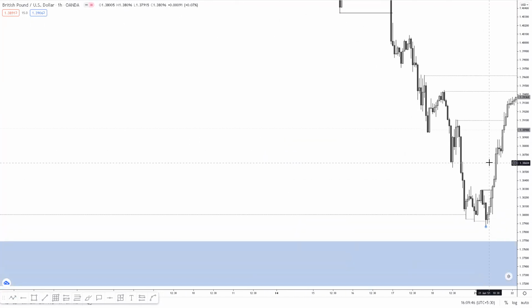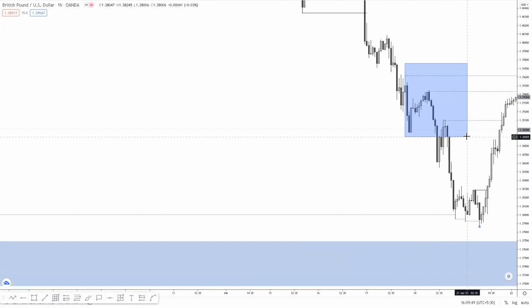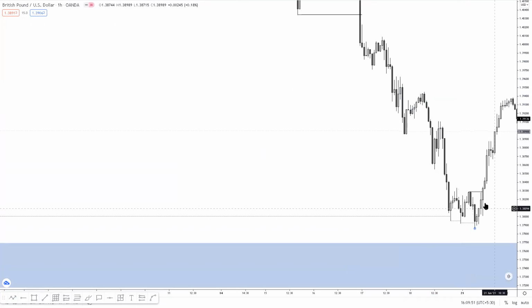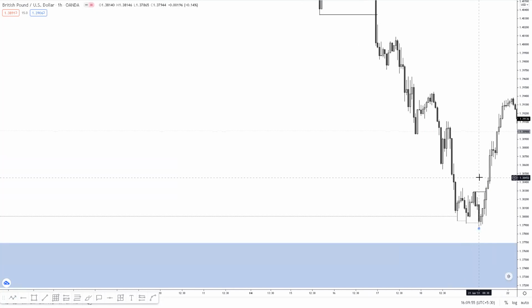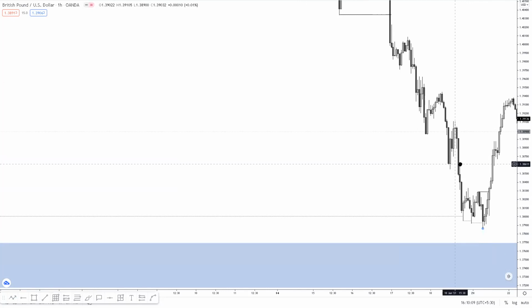Once price broke structure right here, at some point it has to give us a pullback, because now we're creating a new range from this low to this high. You get that? Because it broke structure, we created a new range from this low to this high. But this is how we play ping pong.